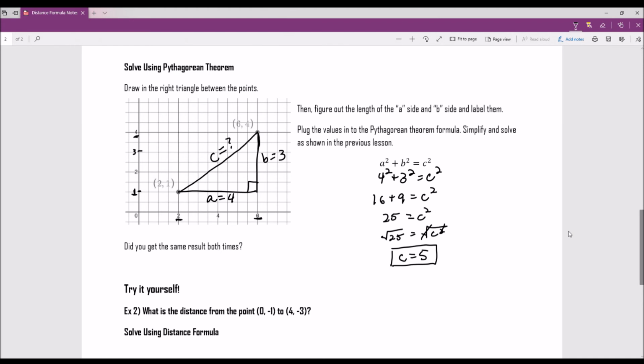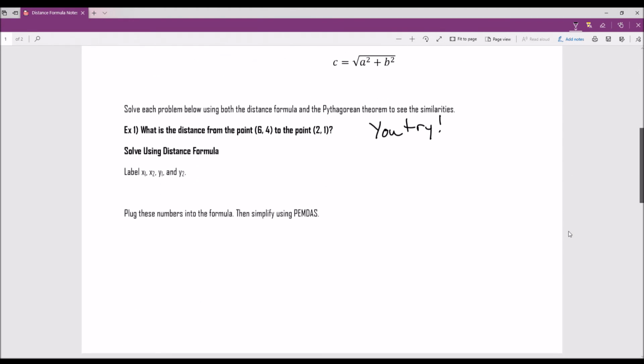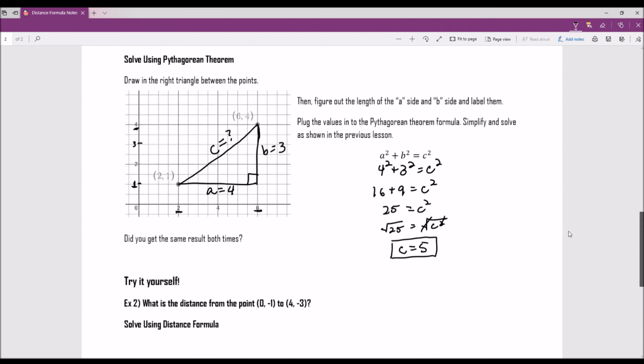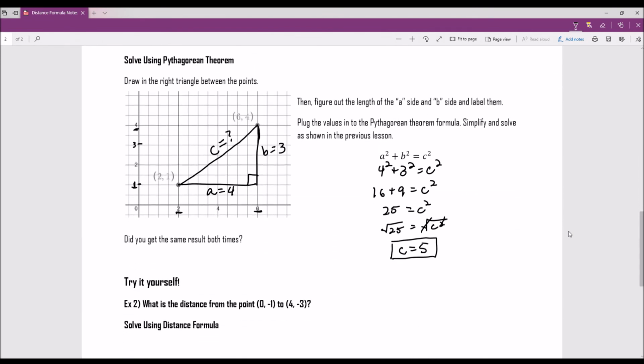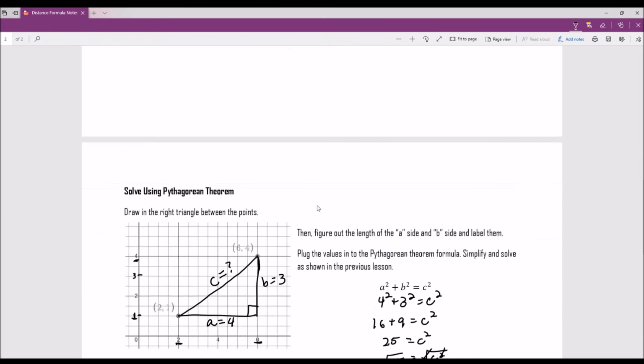And that's the same result that we got at the beginning with the distance formula, and that hopefully you got when you tried it yourself. That means you can really use whichever method you prefer. You can do the Pythagorean theorem, or you can just use the distance formula after labeling the points.